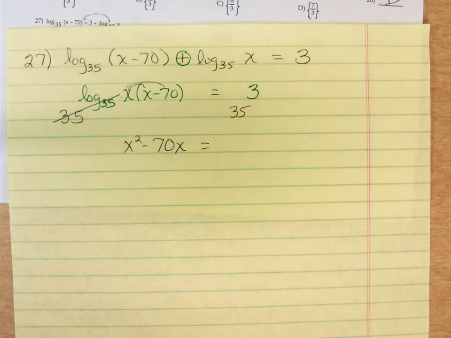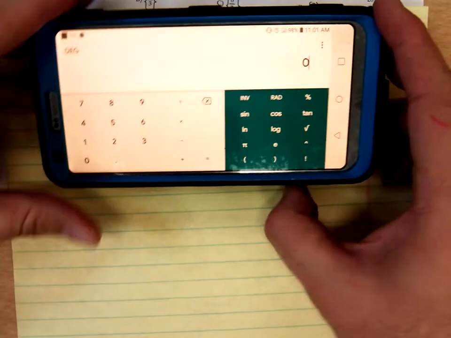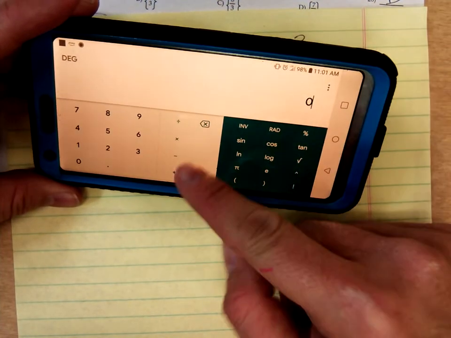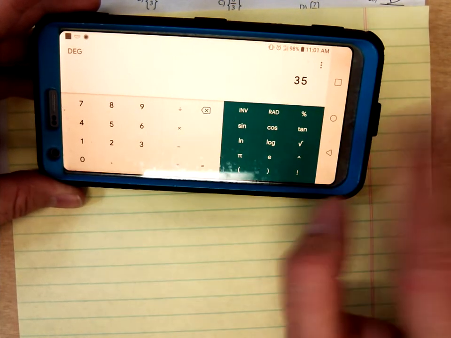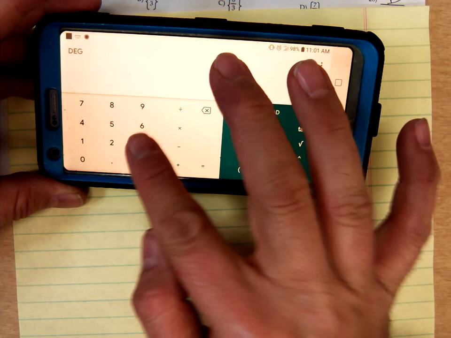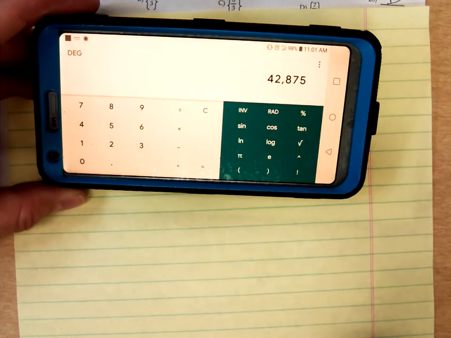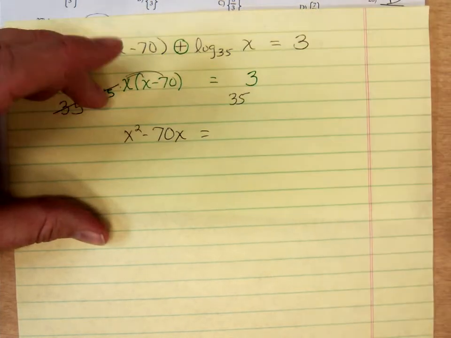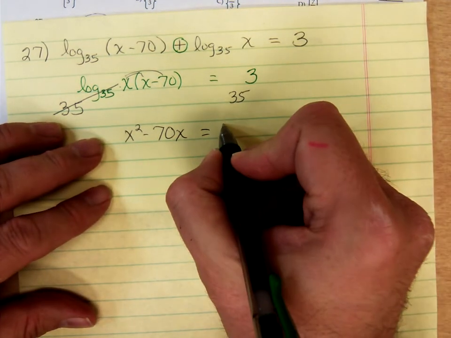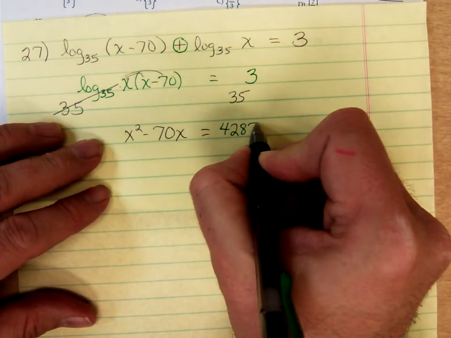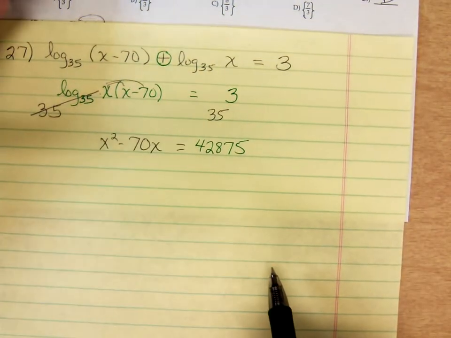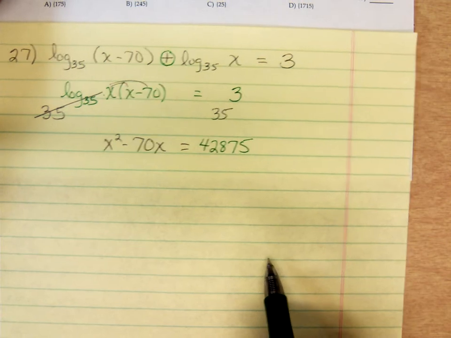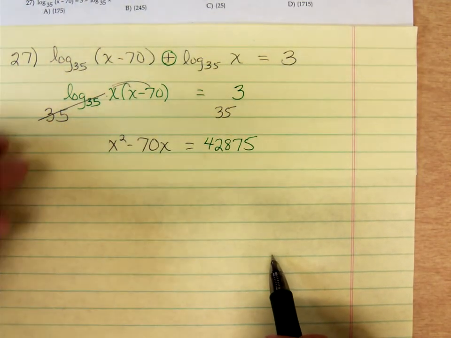Let me see. Again, I'm using a calculator on my phone just because that's what shows better under here. 35 raised to the third power. Oh, big number, 42,875. Well, fortunately, this is a multiple choice test, so we'll sort of take advantage of that as we go through this one.